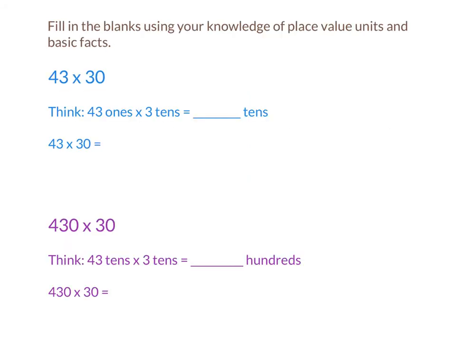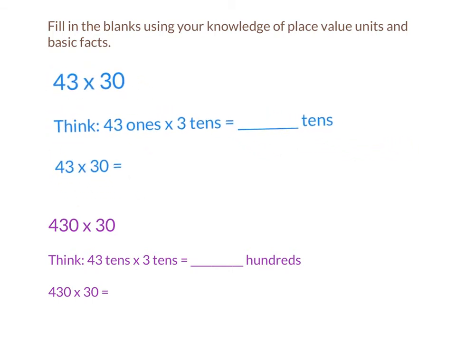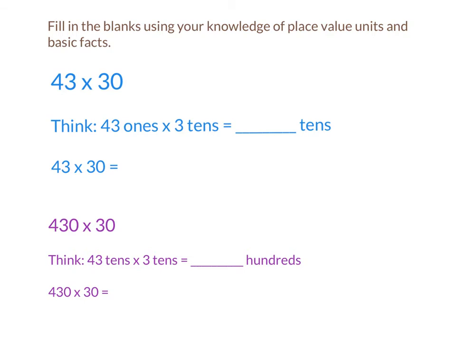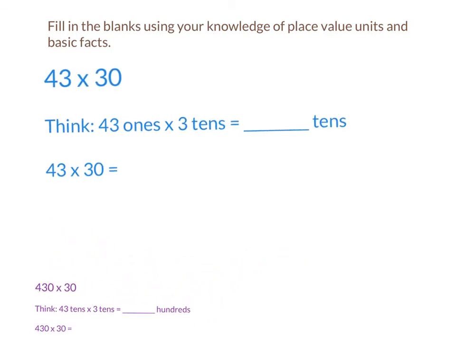So right now, go ahead and write down this problem you see in blue. 43 times 30. Okay? So the directions say to fill in the blanks using your knowledge of place value and basic facts. Off the top of your head, do you know your 43 times 30 facts? No. But we can think, and I want you to write everything you see in blue, okay? So if 43 times 30 is the problem, we can think in our head that 43 ones times 3 tens. Do you guys see that? This is the same thing as 43 ones and 3 tens, right?